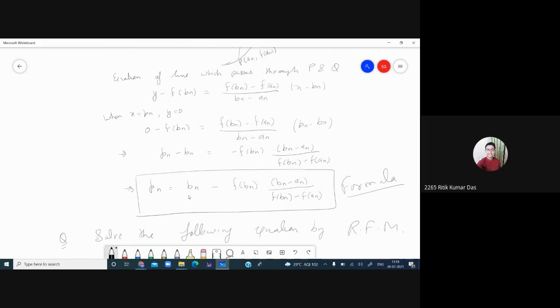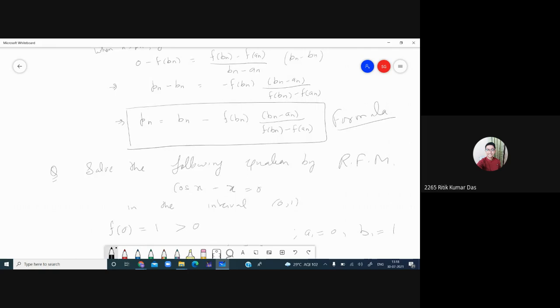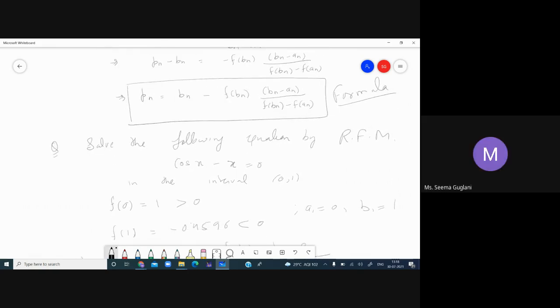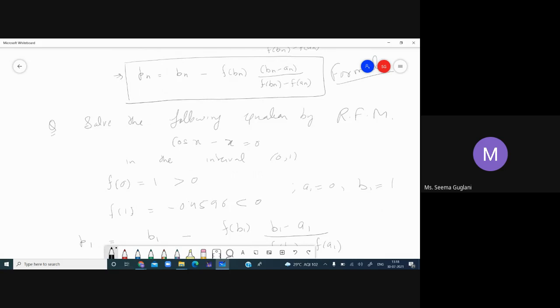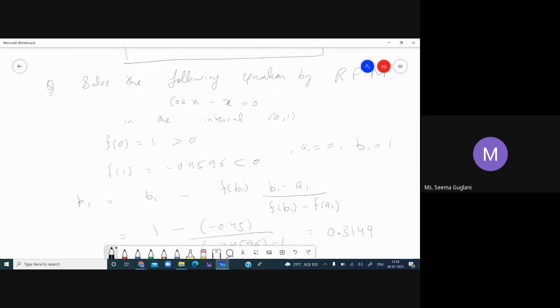Ma'am, in this method also will the number of iterations be mentioned in the question? Most probably it would be mentioned. Otherwise, three or four iterations you can do at maximum. Somehow it may happen that the examiner misses it in the question, so maximum you can go up to four yourself, not after that.